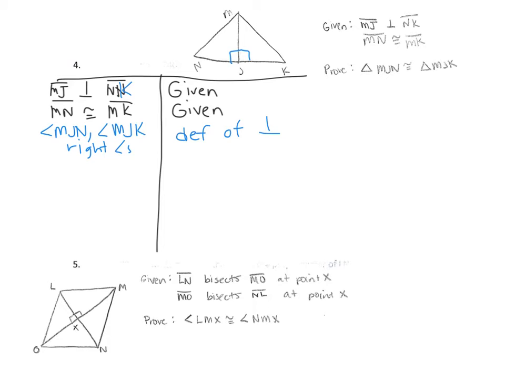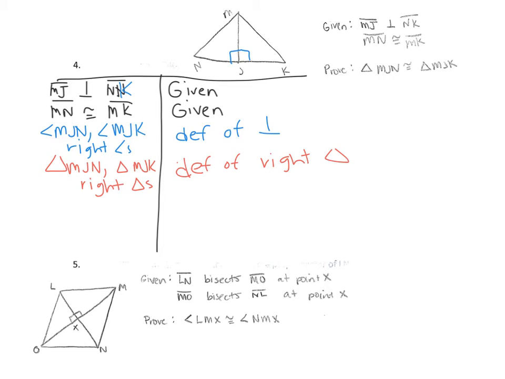It also means that these are right triangles. So triangle MJN and triangle MJK are right triangles by definition of a right triangle. I need that because at the end I'm going to use HL, and I can't write HL until I have in my proof that they are right triangles.